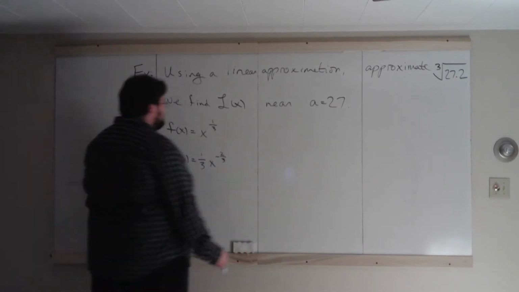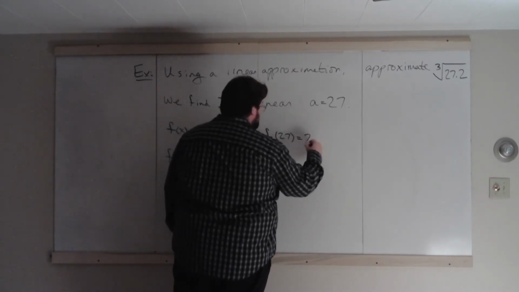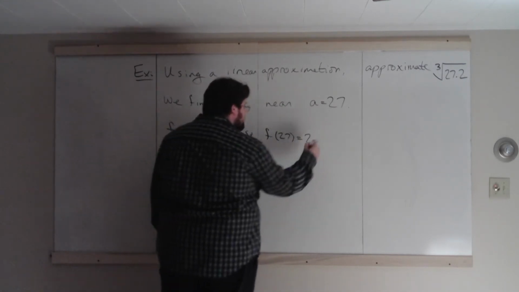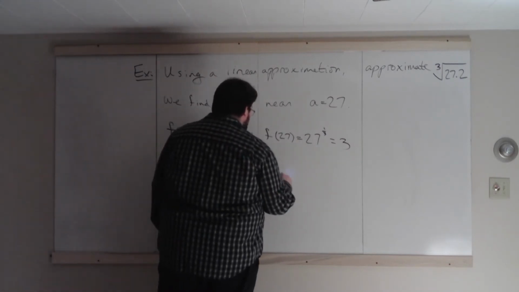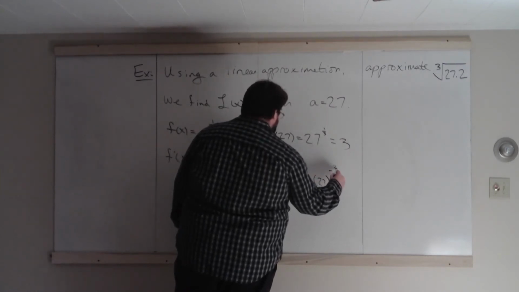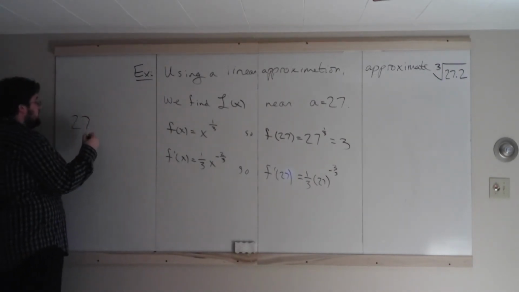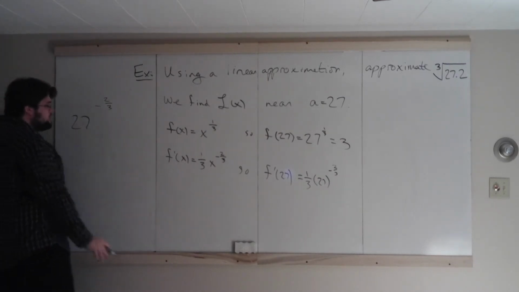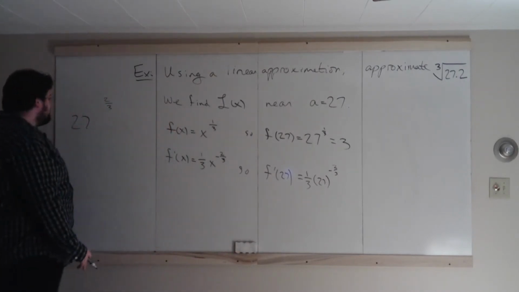So we need f of x at 27. F of 27 is the cube root of 27, which is 3. So f prime at 27 is 1/3 times 27 to the negative 2/3. What's 27 to the negative 2/3? Well, let's just do the 2/3 right now, because the negative will just throw it in the denominator. What's 27 to the 2/3?